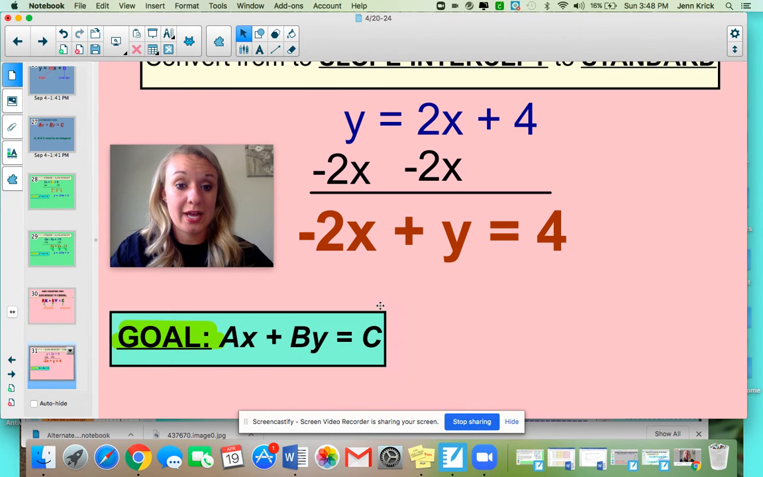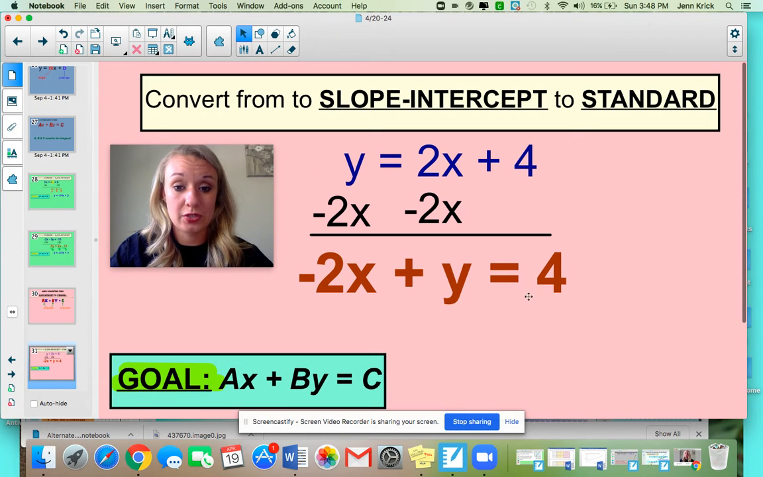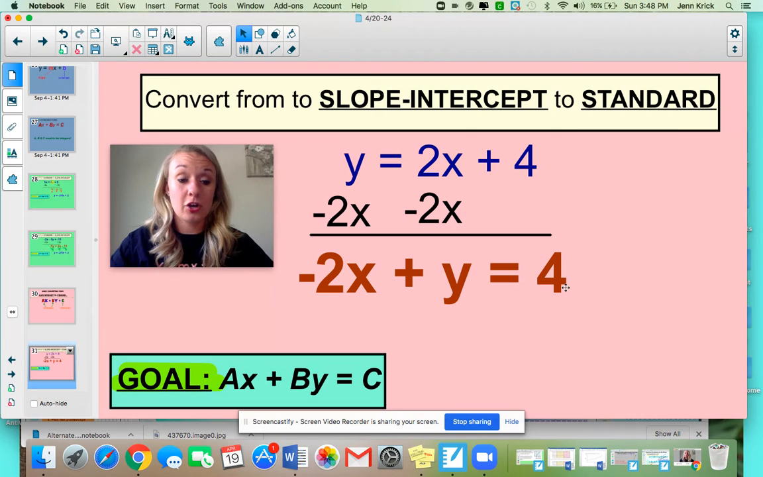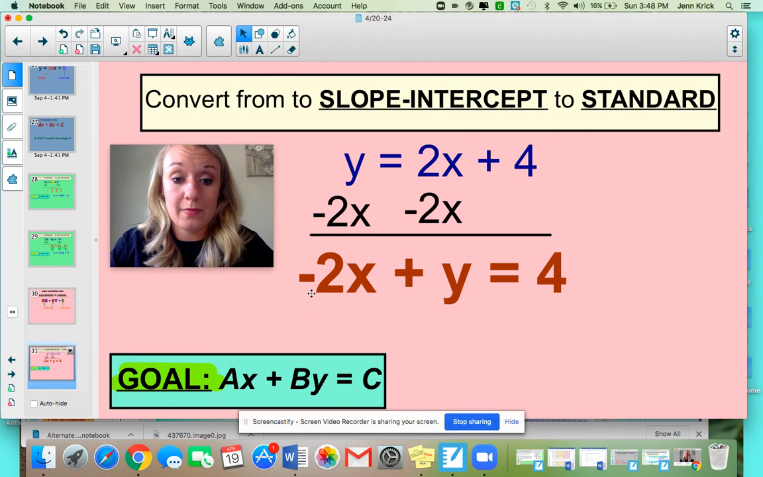Then to see if you're done, as long as you have integers throughout, so I've got negative 2, I've got 1, I've got 4, and it's in the correct order, x, y, constant term, you're all good. So if it's in standard form, negative 2x plus y equals 4, you're good to go.